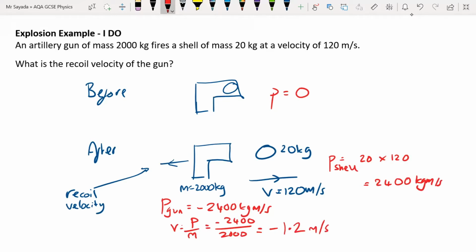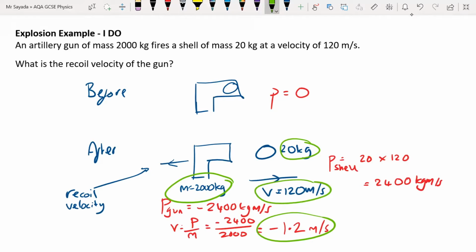And what we can see is that because the gun was 100 times bigger, or 100 times more massive, it had a 100 times higher mass than the shell, that means its recoil velocity was 100 times smaller than the velocity of the shell. So the one with the bigger mass has the smaller velocity, and the one with the smaller mass has the bigger velocity, so that their momenta, or at least the magnitude of their momenta, are the same, even though the directions are opposite.